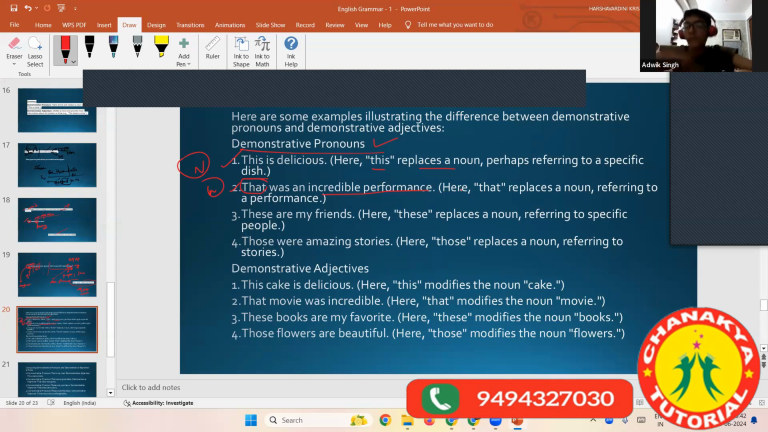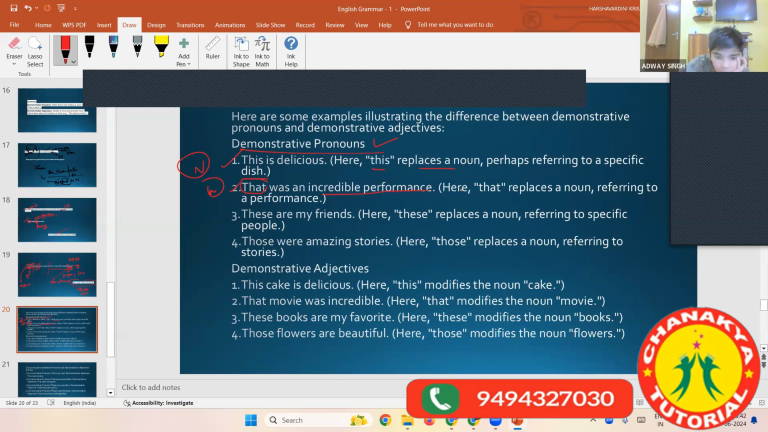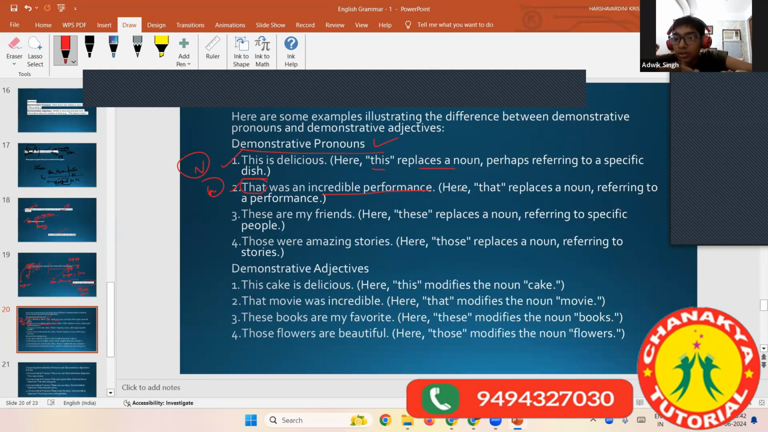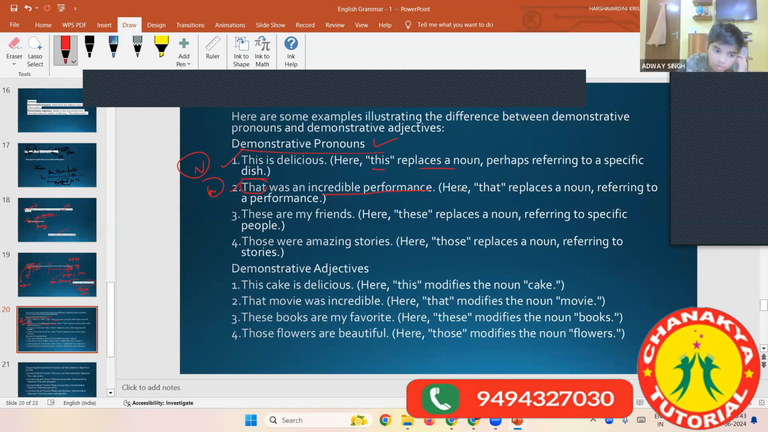Yes, ma'am. Fourth sentence, can you explain? "Those were amazing stories." Ma'am, it is those, not these, because the name of the stories was not written. There is no noun in the sentence, that's why we have used those. Yes, ma'am. Yeah, correct.